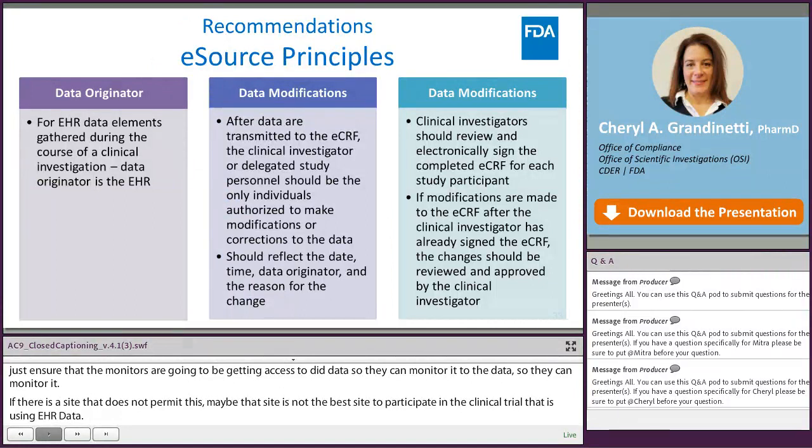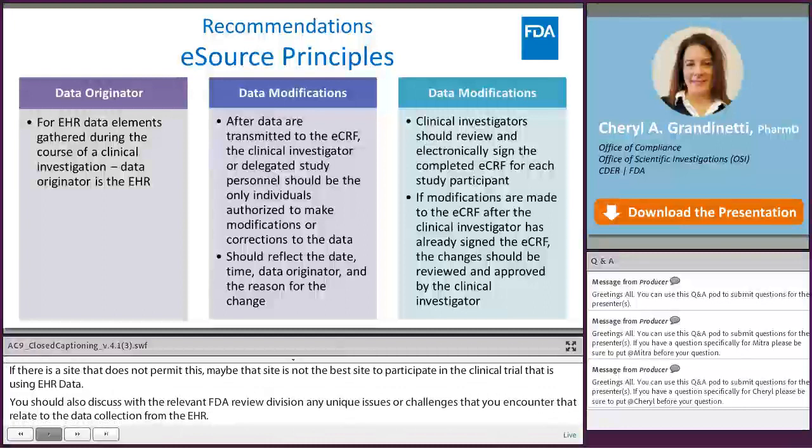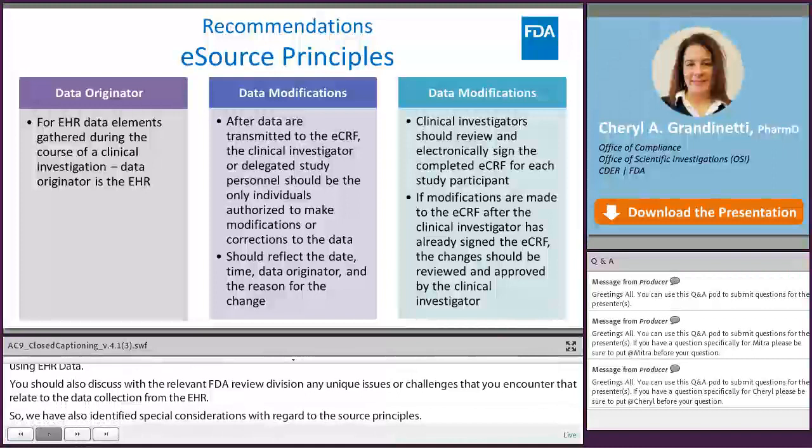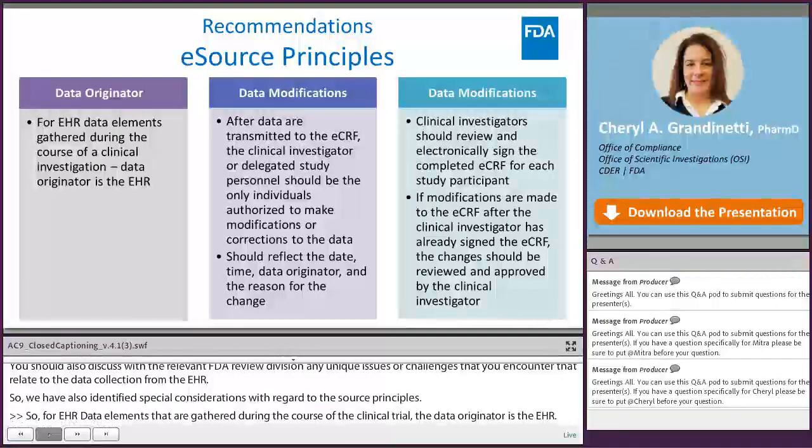We've also identified special considerations with regard to eSource principles. For EHR data elements that are gathered during the course of a clinical trial, the data originator is the EHR. And identifying the EHR as the data originator is sufficient in this case because sponsors are not expected to know the details about all the users and devices and mobile health technologies that might contribute to a patient's EHR.